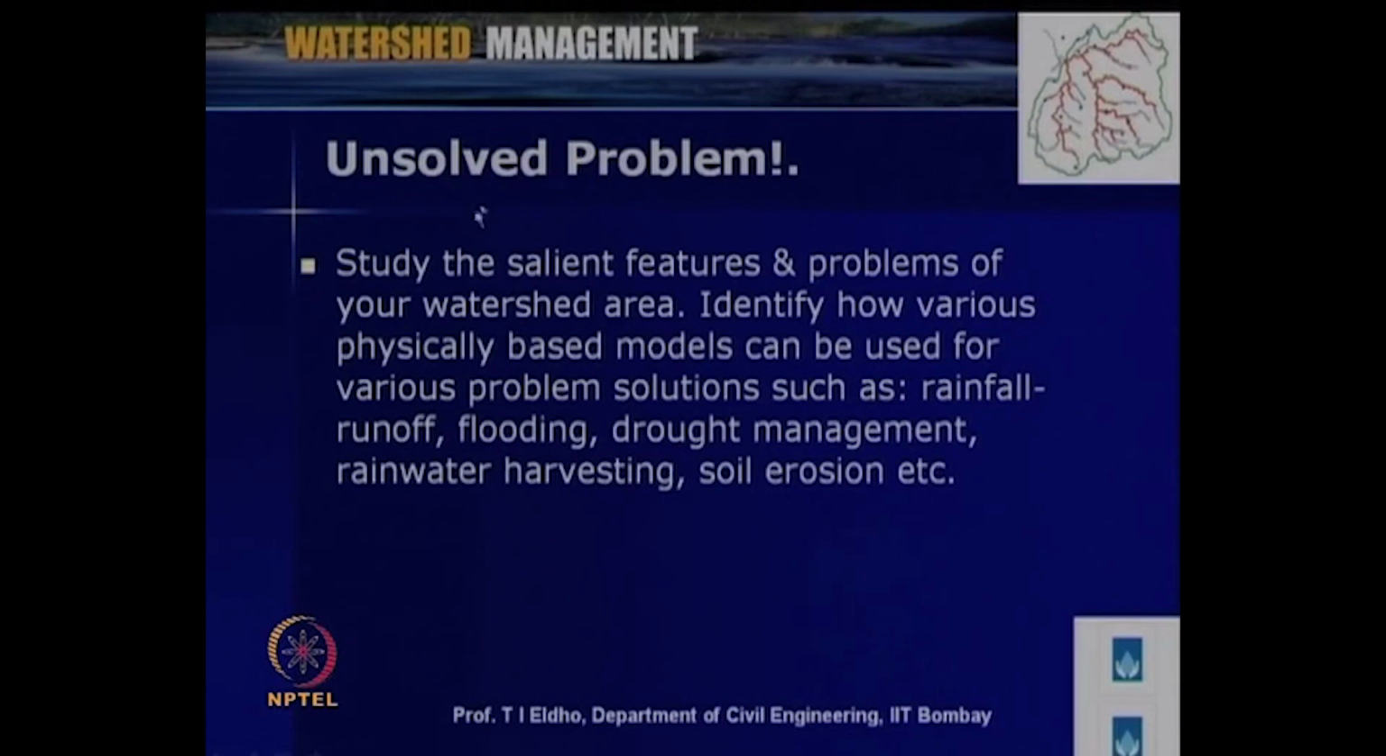So, finally, an unsolved problem: study the salient features and problems of your watershed area, and identify how various physically based models can be used for various problem solutions such as rainwater runoff, flooding, drought management, rainwater harvesting schemes, soil erosion, etc. You can study your watershed in detail, and then you can come up with the physically based model which you can develop appropriately for your watershed.